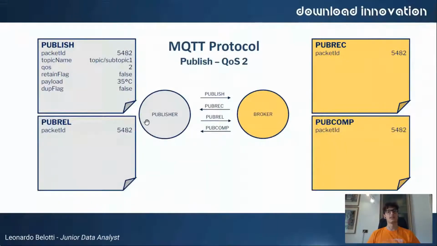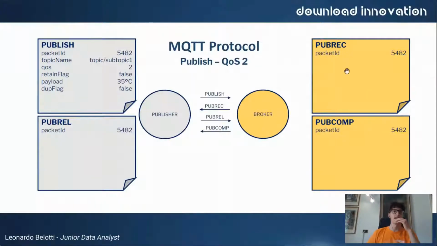Once done, it sends the pubrel to the broker, which at this point removes the pubrec information from its storage and replies back with a pubcomp. So the publish has been completed. The last stage is the publisher removing all the information regarding this packet ID, and it will be able to send a new message with 5482 as packet ID.